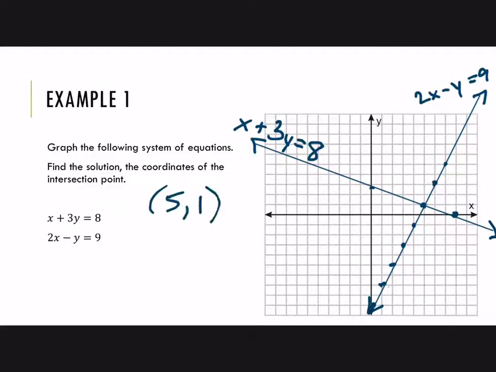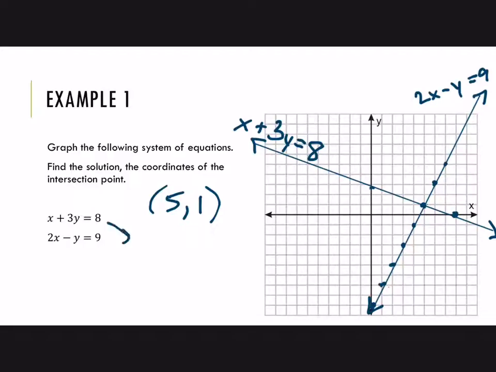Right. But there's always a chance that it's some weird fraction that's really close to 5, 1, but not exactly that. So we do need to check and make sure that this is correct. So here's what we want to do. We want to substitute this point into both equations for x and y and see if it makes both of them true. If it does make the equation true, then that means that point is on the line.